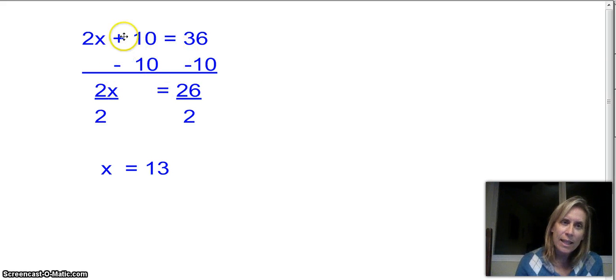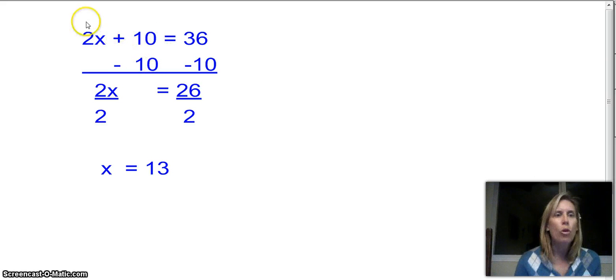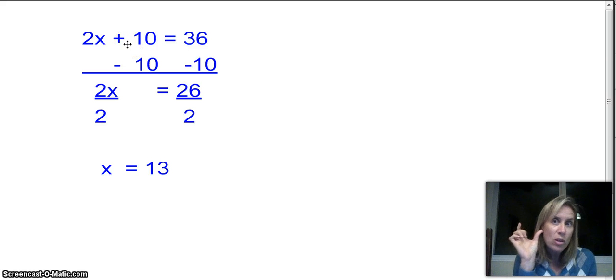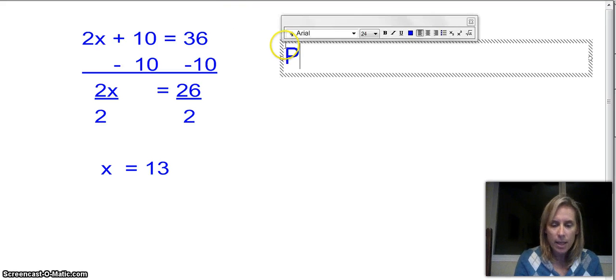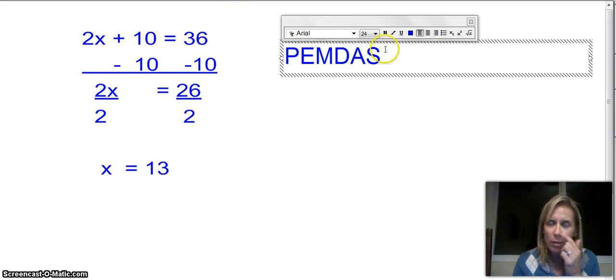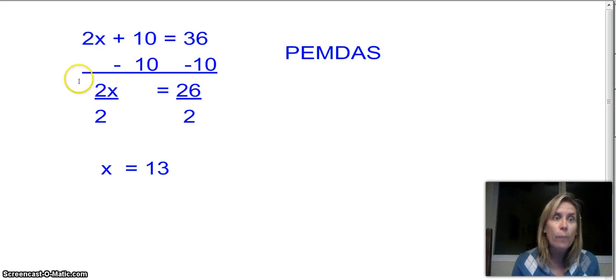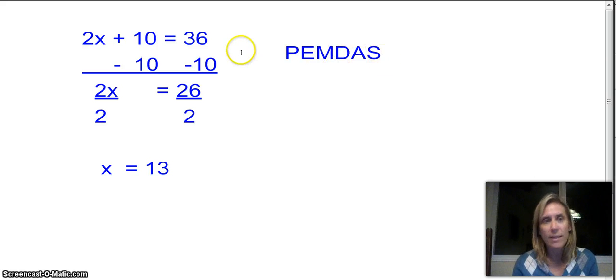So you can see that we undid the addition before we undid the multiplication. Now, when we recall order of operations, what's that little word we use? PEMDAS, right? P-E-M-D-A-S. We remember that if I knew this unknown, x, I would multiply before I would add the 10, right?